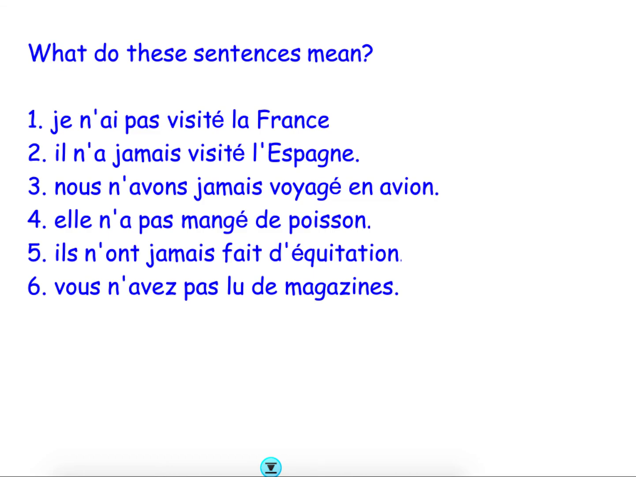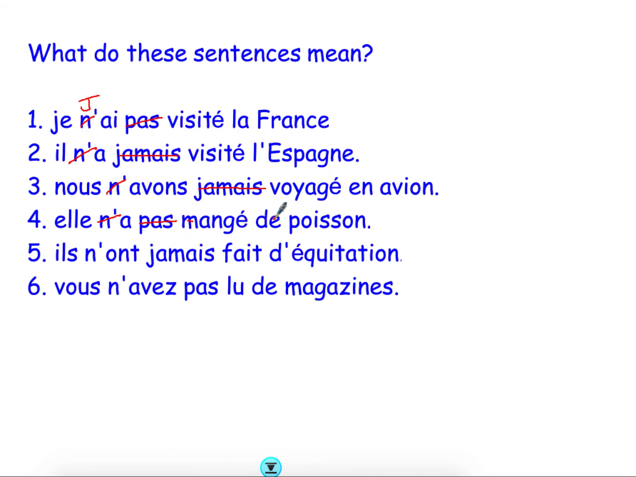Okay, so the answers. For the first one, we're taking away ne and pas. That leaves us with j'ai visité la France. I have visited France. Question 2, take away the ne and the jamais. Il a visité l'Espagne. Question 3, take away the ne and jamais. Nous avons voyagé en avion. We travelled by plane. Question 4, take away the ne and the pas, not the manger. Elle a mangé de poisson. She ate fish.